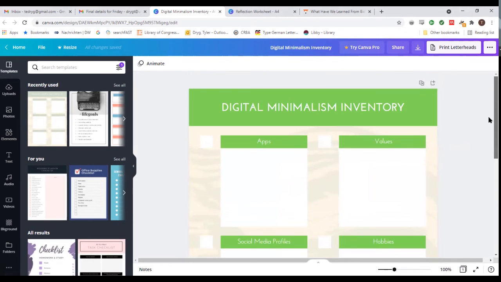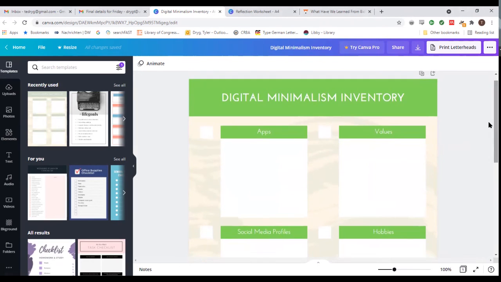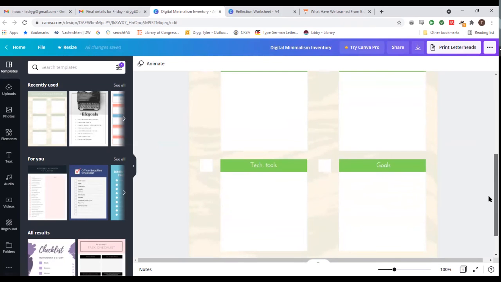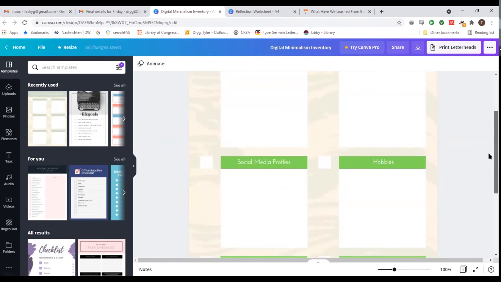All right. So this is just a basic worksheet that I thought would be helpful if you wanted to get started on an inventory. You could think about what kind of programs you use, apps on your phone, for instance, social media profiles you might use, other tech tools like emails. So that's all over here on the left side.